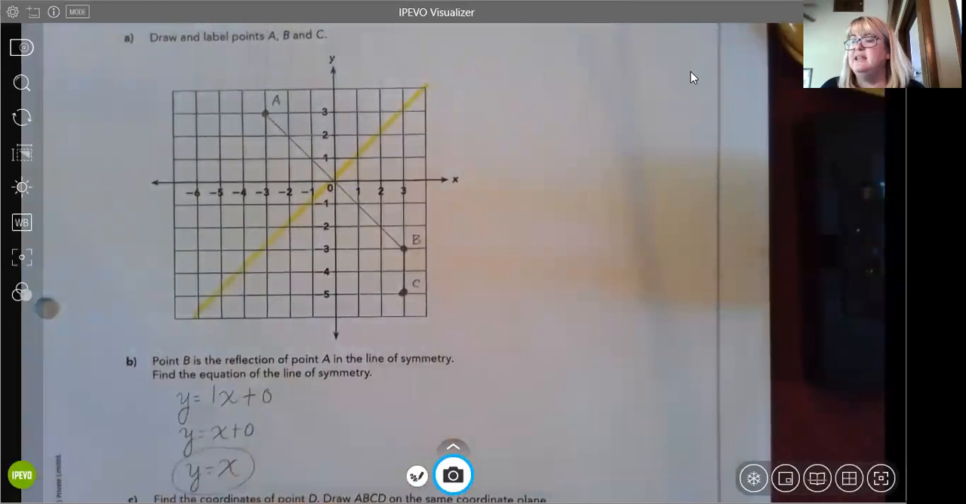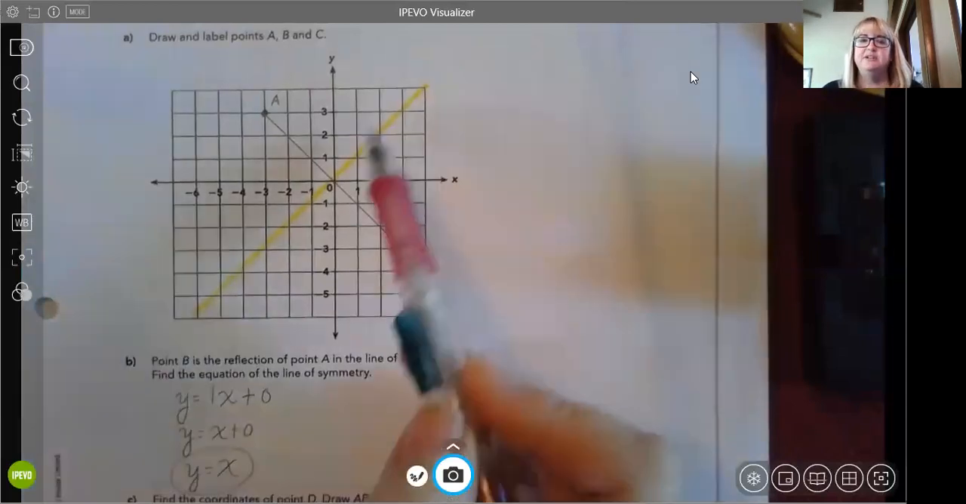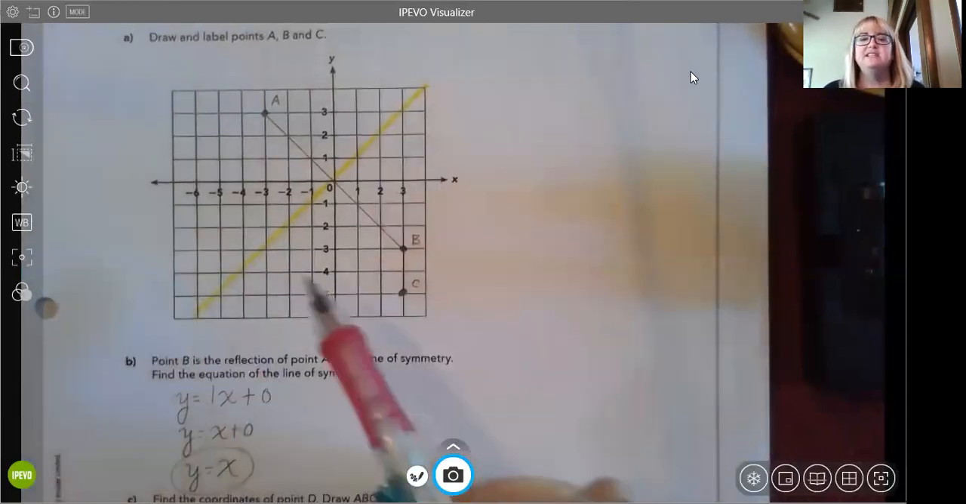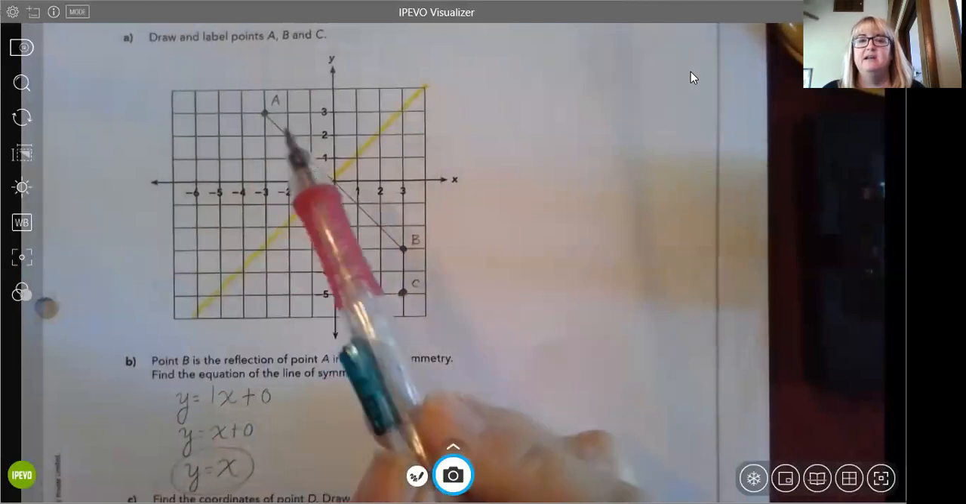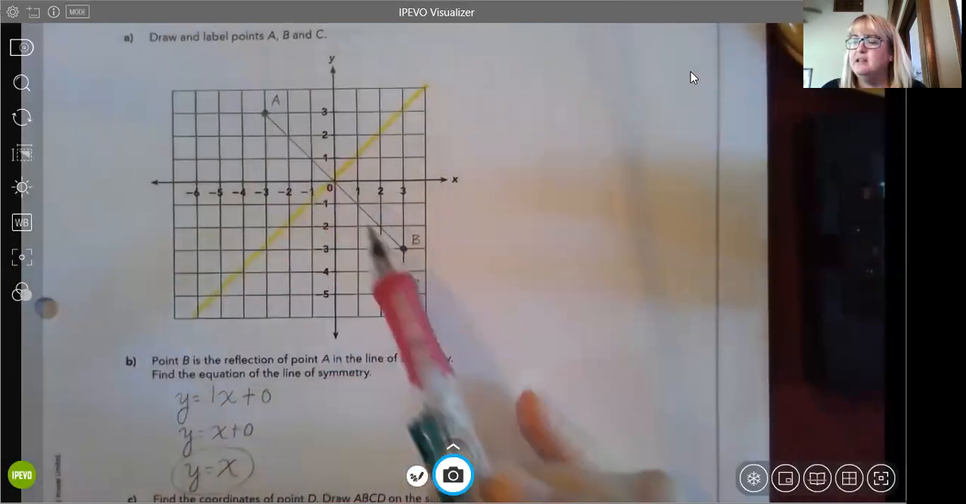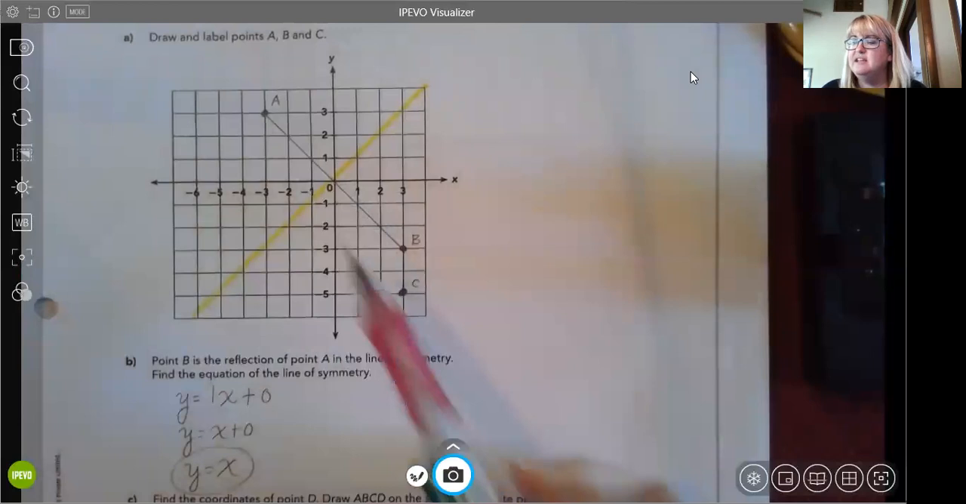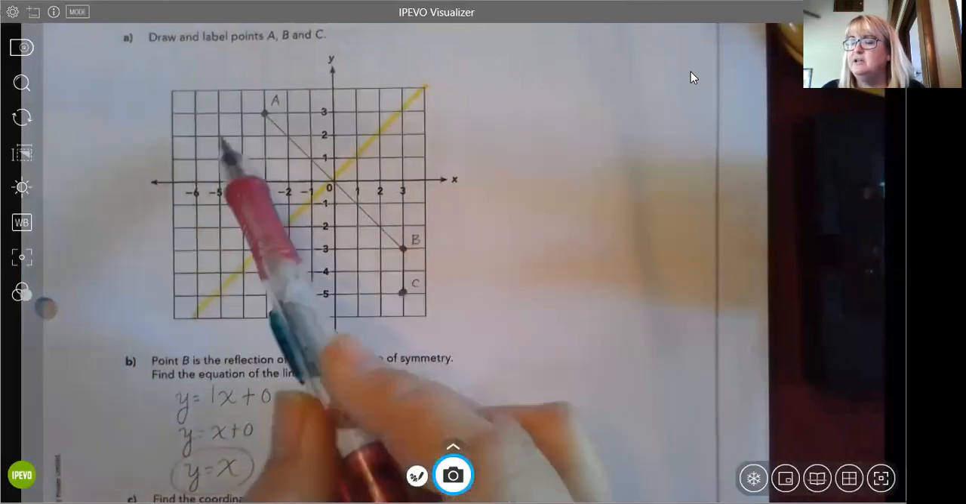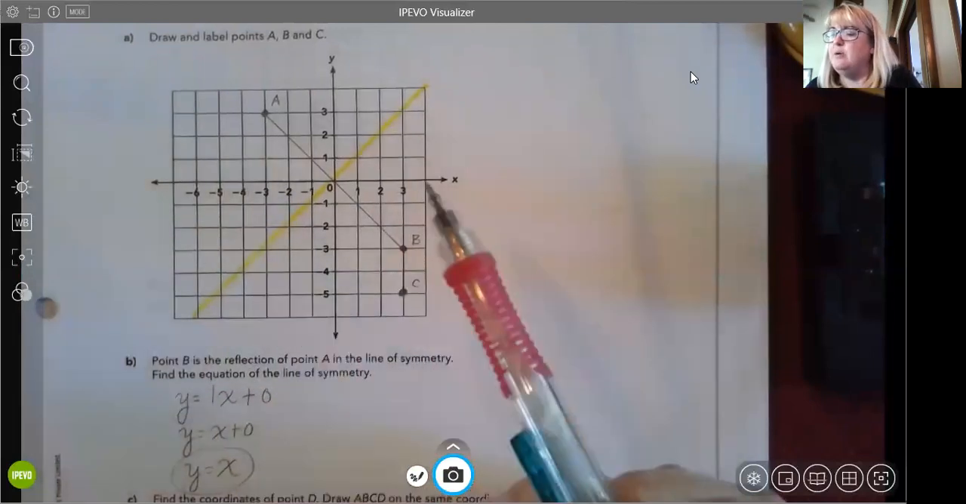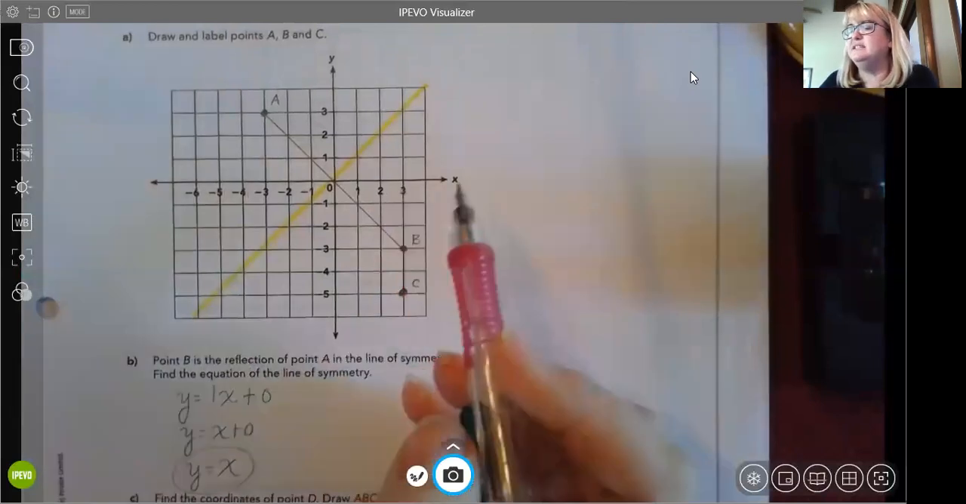Okay, then it says find the coordinates of point D. Draw A, B, C, D on the same coordinate plane given above. All right, so think about this. If this is our line of symmetry, if we were to fold this in half, this half would line up with this half. And then this is gonna line up over here. And so how will it look? Can you imagine? It is symmetrical.